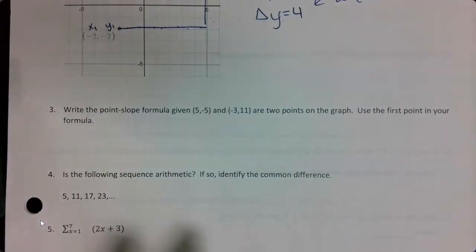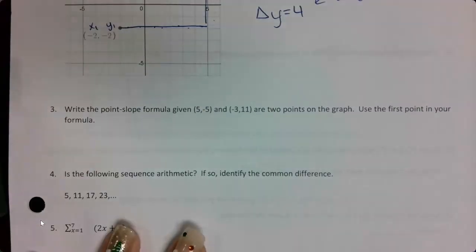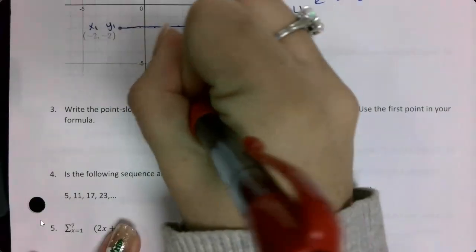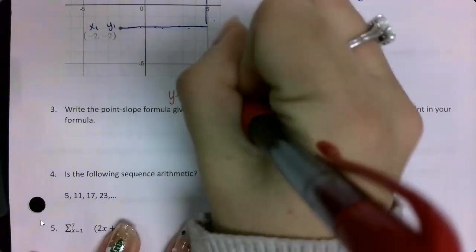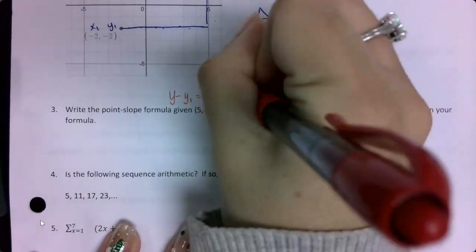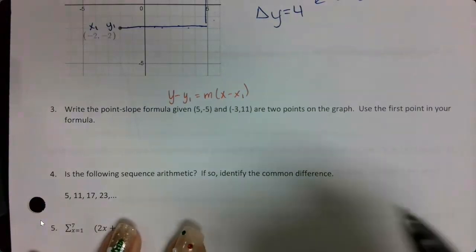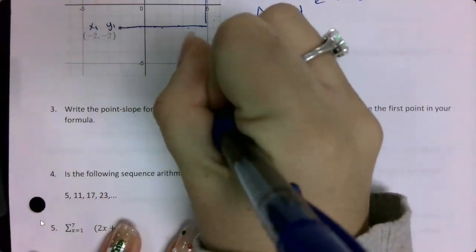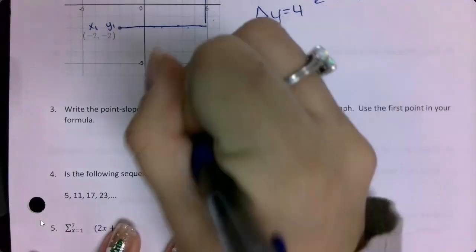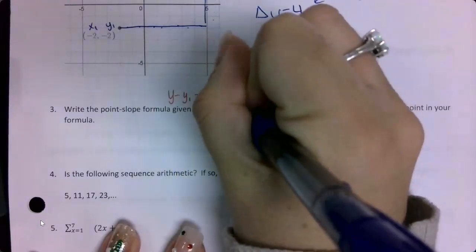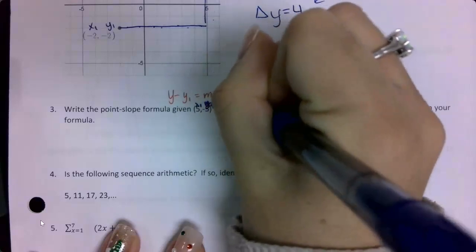This one wants me to write the point slope formula, which remember is y minus y sub 1 equals m times x minus x sub 1. You will have a list of formulas with you when you go to take the final. That gives me these points. So I have x1, y1, x2, y2.